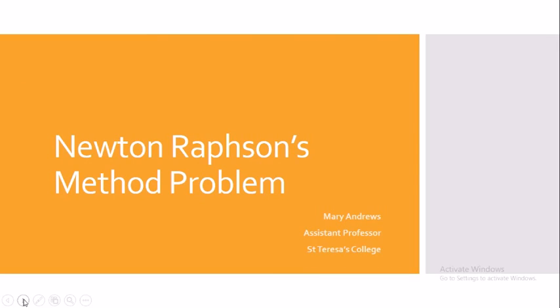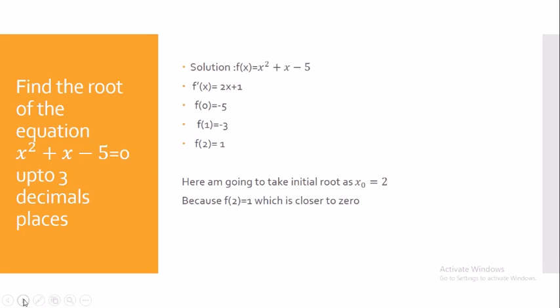Today we will be dealing with two problems that are related to Newton-Raphson's method. So the first problem: find the root of the equation x square plus x minus 5 is equal to 0 up to 3 decimal places. You have to find the root where the 3 decimal places are the same in the consecutive roots. That is, you have to find it till xn is equal to xn plus 1.